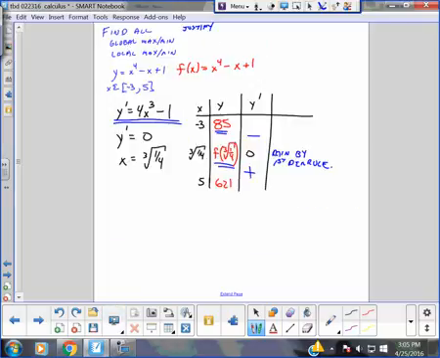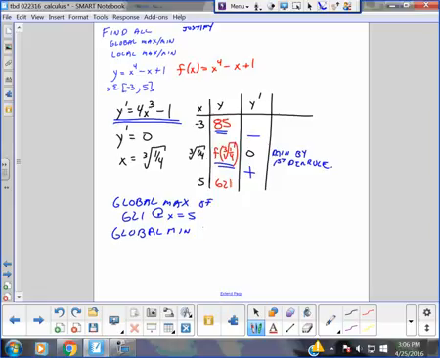Now I just got to say it. So we have a global max of 621 at x equals 5. We have a global min of f of cube root of 1/4 at x equals cube root of 1/4.